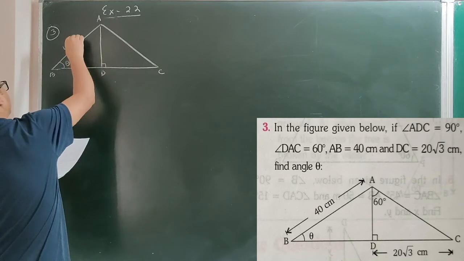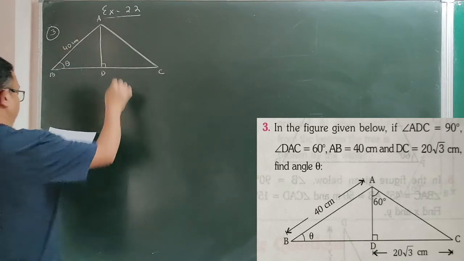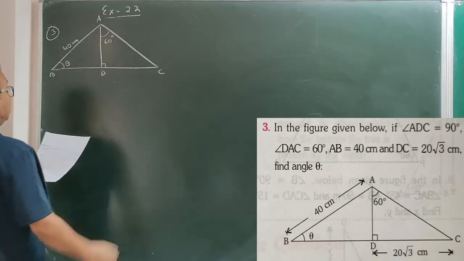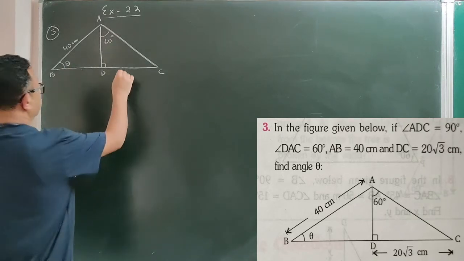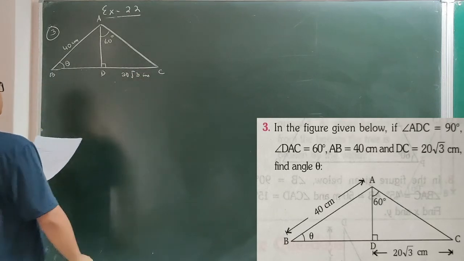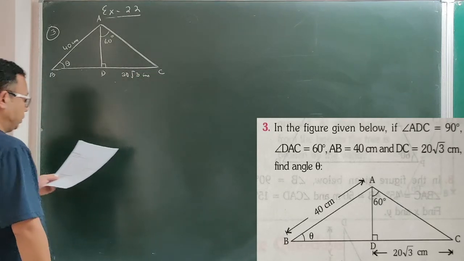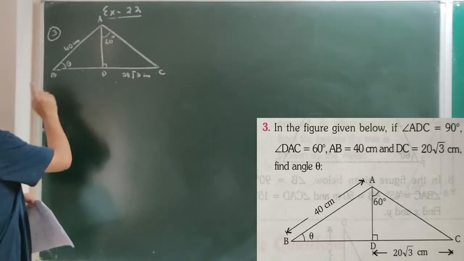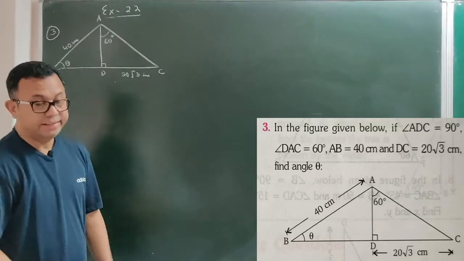This is given as 40 centimeter. This is given as 60 degree. This is what is theta, and d, this is 20 root 3 centimeter. Okay, that is also in centimeter. And the question is asking you to find what is theta. What is this angle theta? So again I am repeating, the question is telling you to find theta.